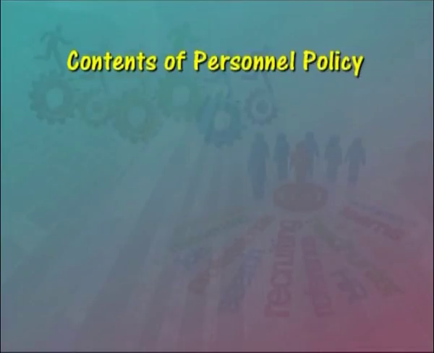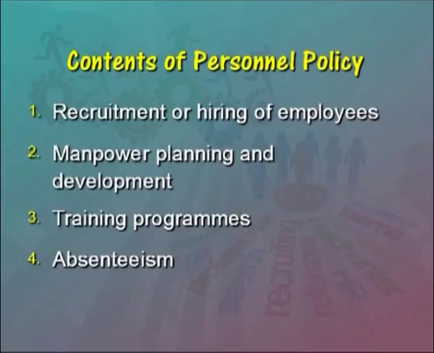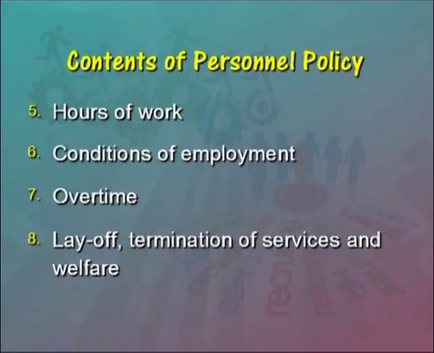Friends, we discussed what the sources are and what the types of those policies are. Now let us understand the contents of personnel policies. The first one, recruitment or hiring of employees. The second one, manpower planning and development. Third one, training programs. Fourth one, controlling absenteeism. Fifth one, hours of work. Sixth one, conditions of employment. Seventh one, overtime. Eighth one, layoff, termination of services and welfare.